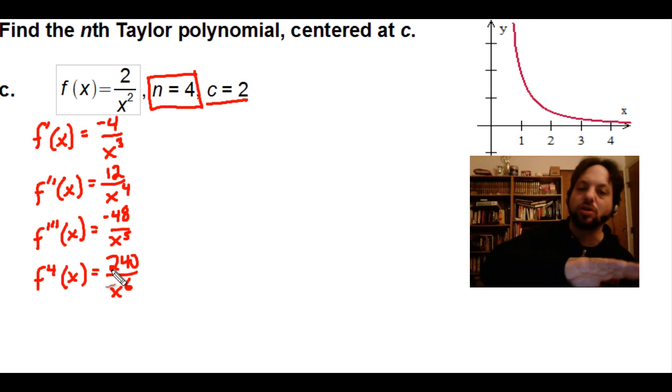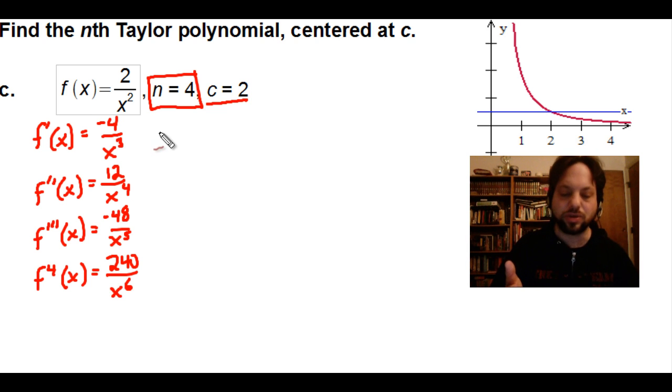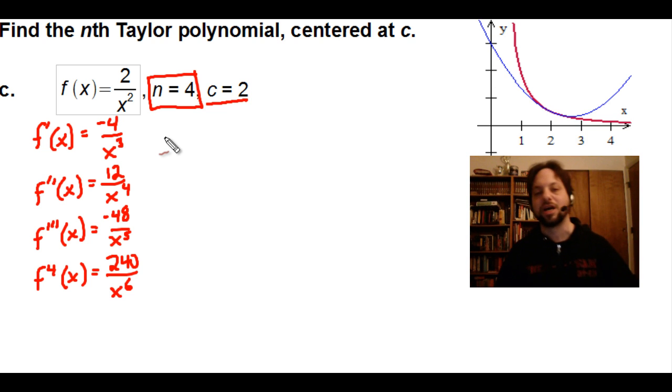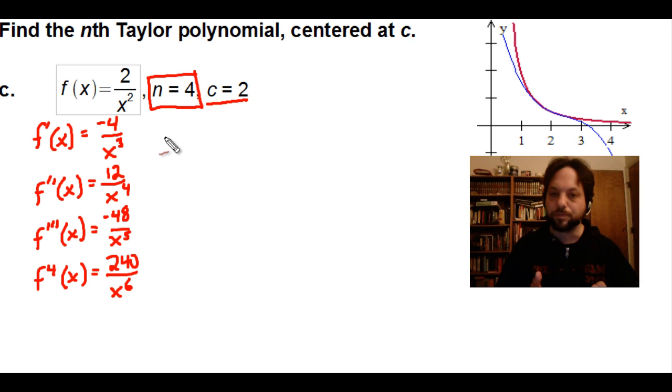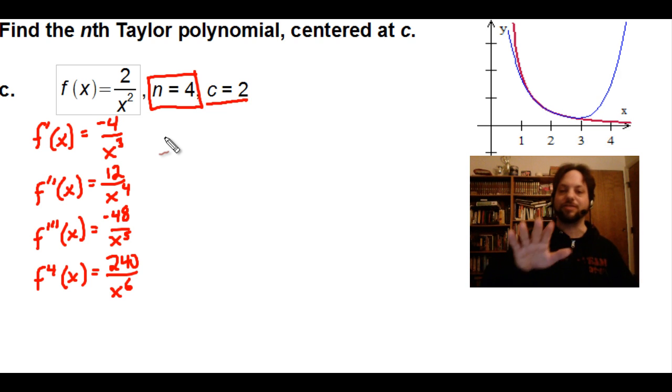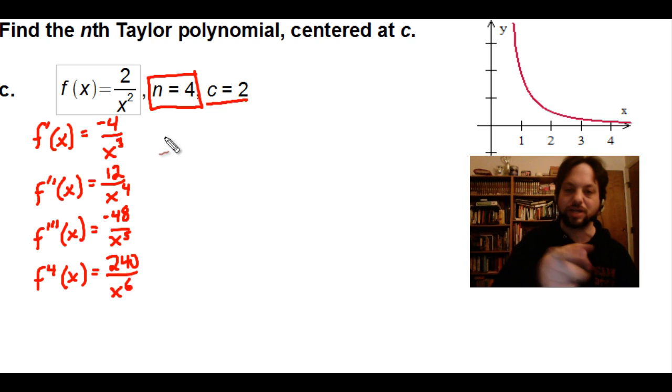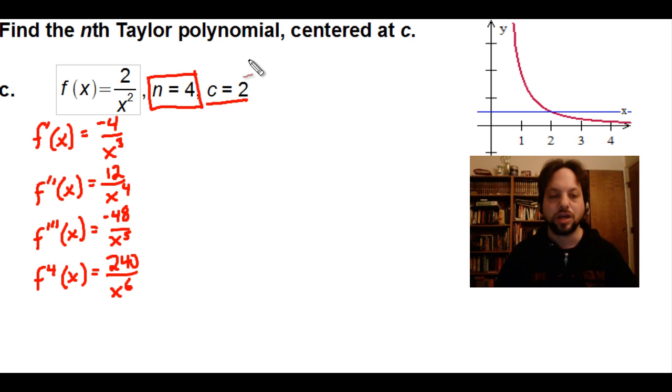Now, just like with the Maclaurin polynomials, all I need to do here is stick my value of x into each one of these. Of course, instead of x being 0, which fortunately it's not because none of these would be defined, in this case I'm going to use where x equals 2. That's my c value that you see right there. So, what is f of 2?